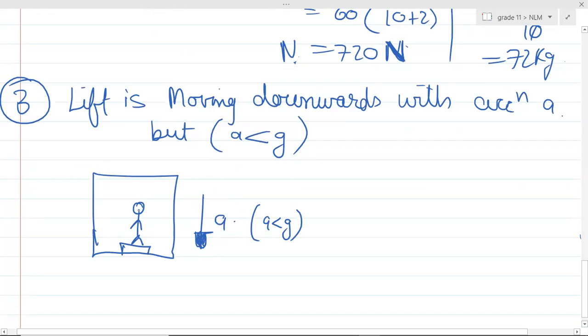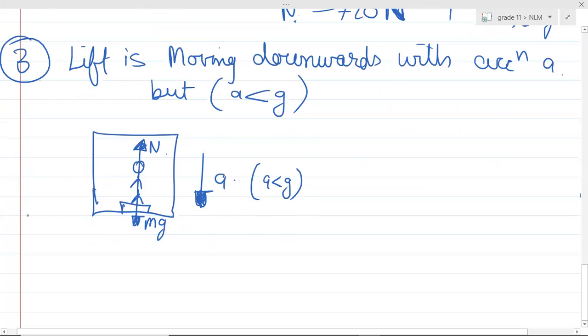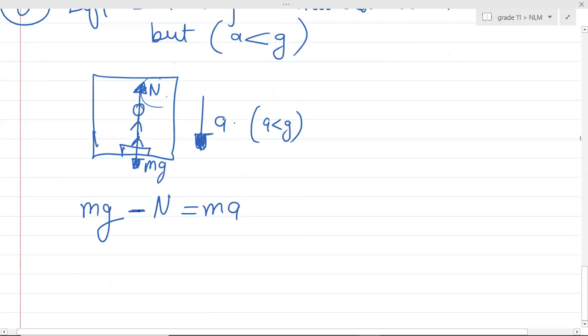Okay. So when this happens, can anyone tell me what exactly N will be? Can anyone tell me the equation? What will be the equation over here? Will mg be bigger in this case? So mg minus N is equal to ma. Yes or no? Tell me whether the equation which I wrote is correct or wrong. What are the two forces acting on the man? mg and N. Since the object is accelerating downwards, mg should be bigger, right?